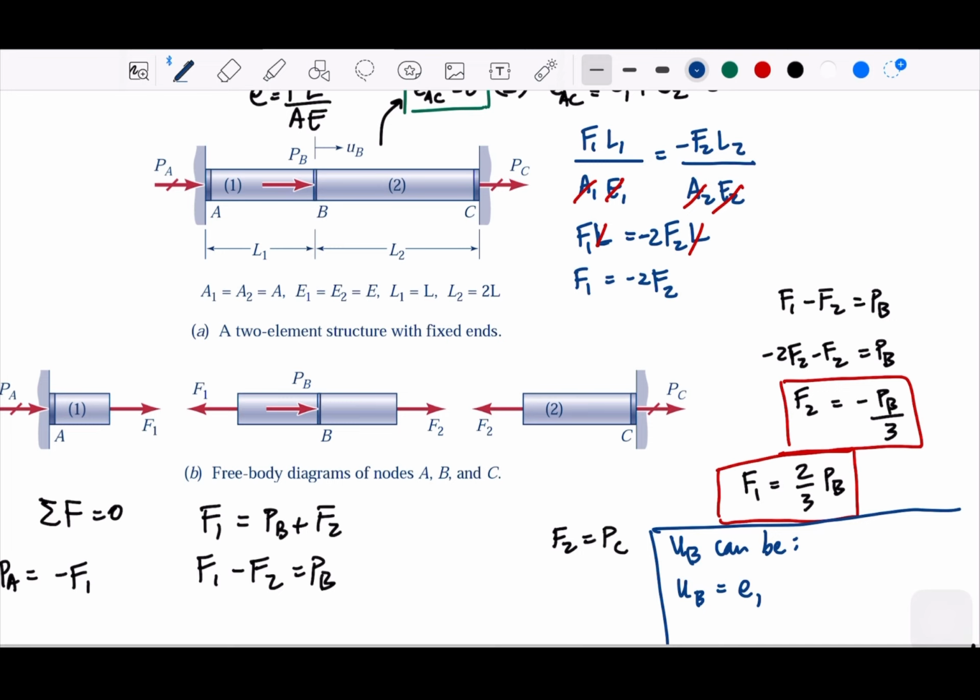Okay? So UB can be equal to E1, or UB is equal to negative E2. Okay. It depends on our perspective. If you think maybe taking subject from the left is easier to understand, maybe take that as your perspective. So you can take it from this A. So if this is your point of view, then you can take this E1. So you can take this UB, the elongation or the displacement of this B, as the elongation of this bar 1.